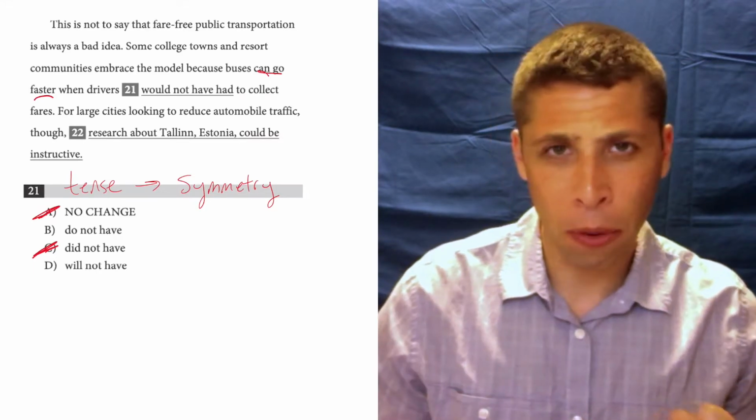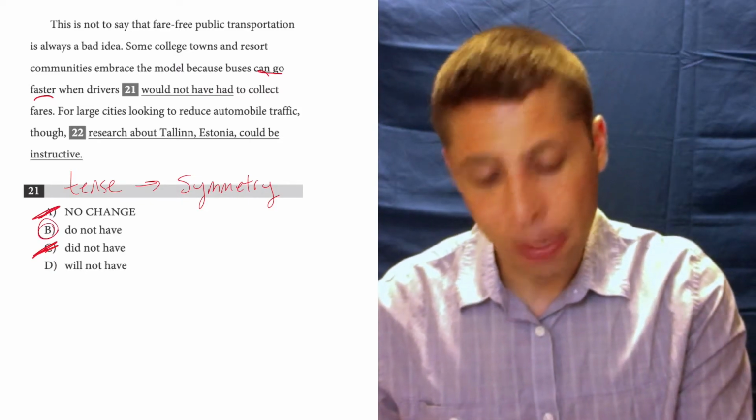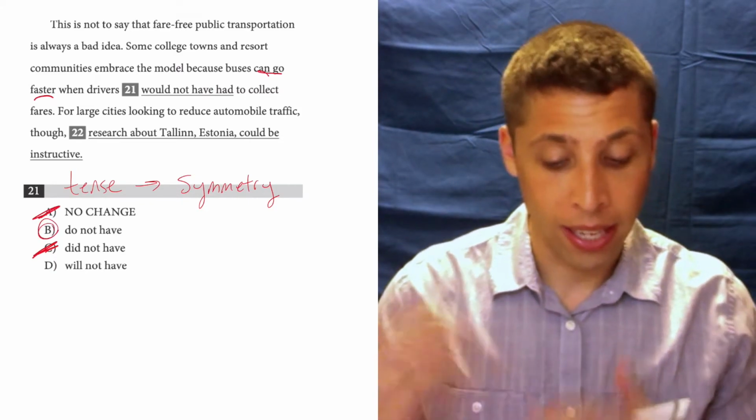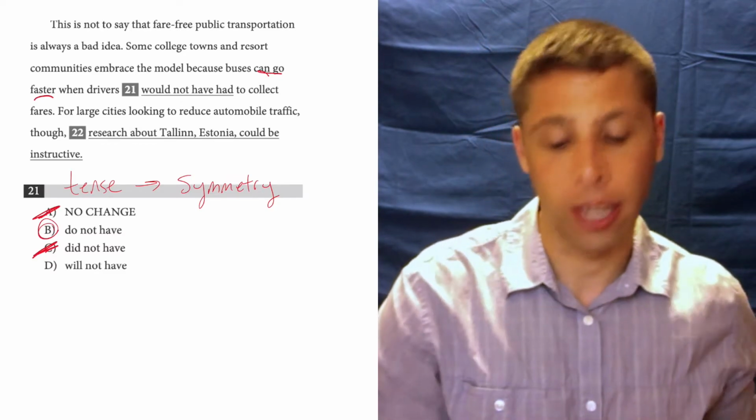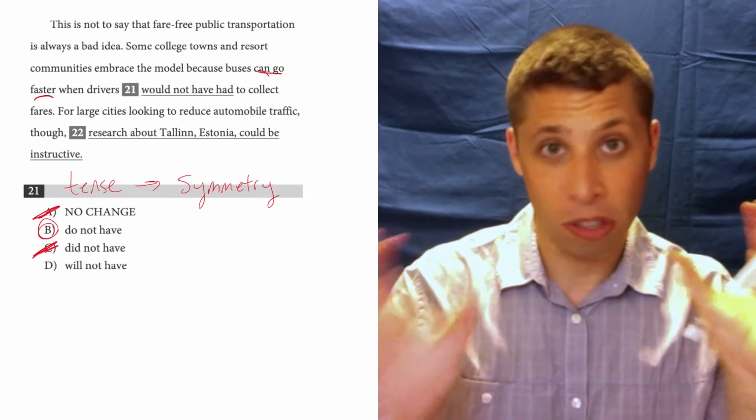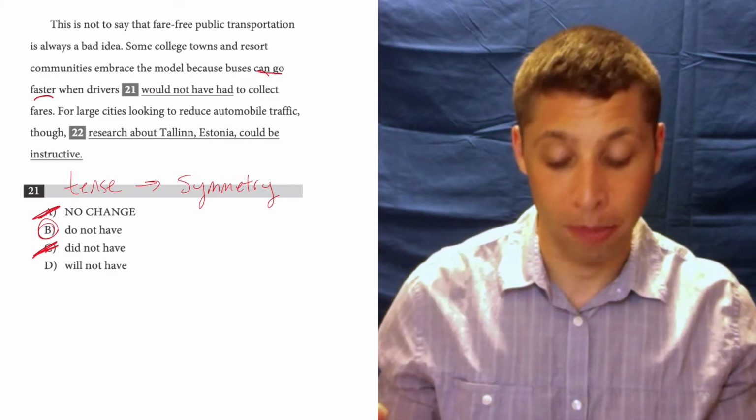Some people have trouble, though, with B and D, but to me, B is really obviously the answer, right? They can go faster when drivers do not have to collect fares. Those are symmetrical. They sound like the same tense to me.